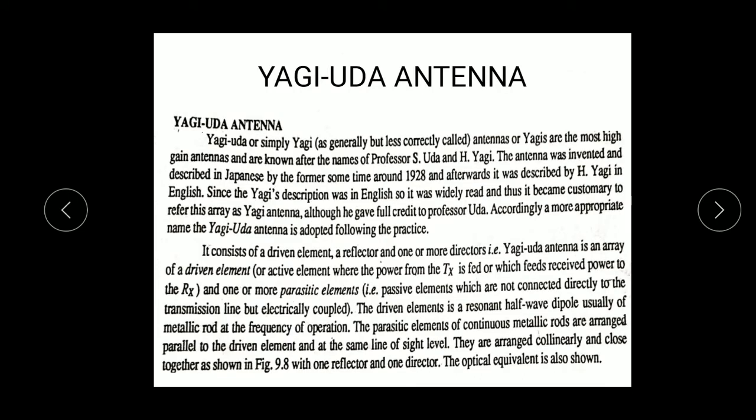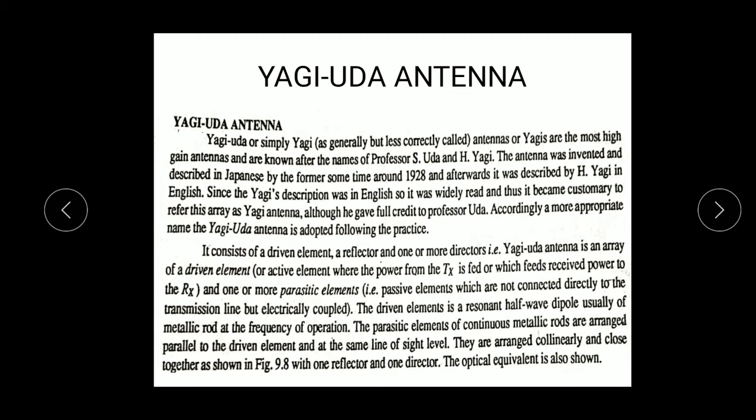Now we discuss the Yagi-Uda antenna. It consists of a driven element, a reflector, and one or more directors. Basically, the Yagi antenna consists of the driven element, second the reflector, and one or more directors. The Yagi-Uda antenna is an array with a driven element, or active element, where the power from the transmitter is fed, or which feeds the received power to the receiver.